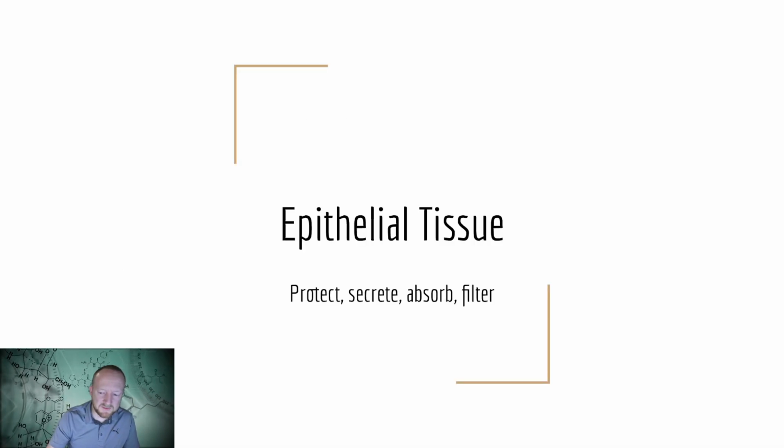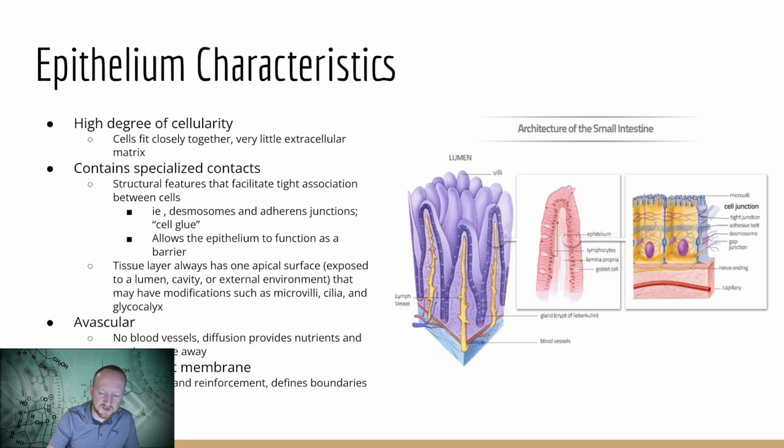So starting off with epithelial tissue, they're going to protect, secrete, absorb, and filter. They have a high degree of cellularity, which means that these cells are going to be packed in really tight. They fit closely together with very little extracellular matrix, so they don't need a lot of support outside of the cells themselves. They contain specialized contacts, so structural features that facilitate tight association between cells. If you look over, let me turn my pen on.